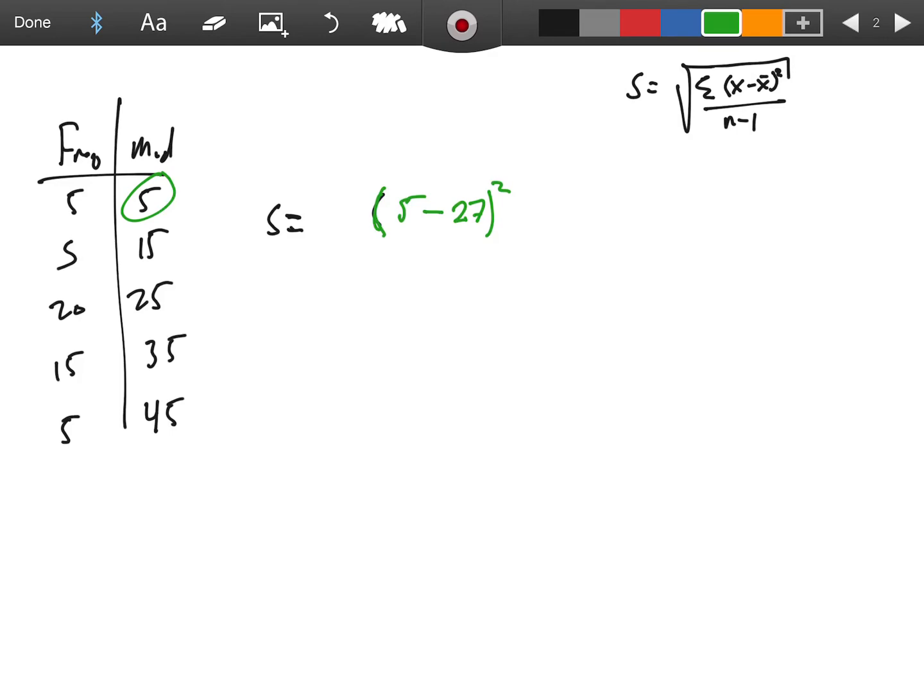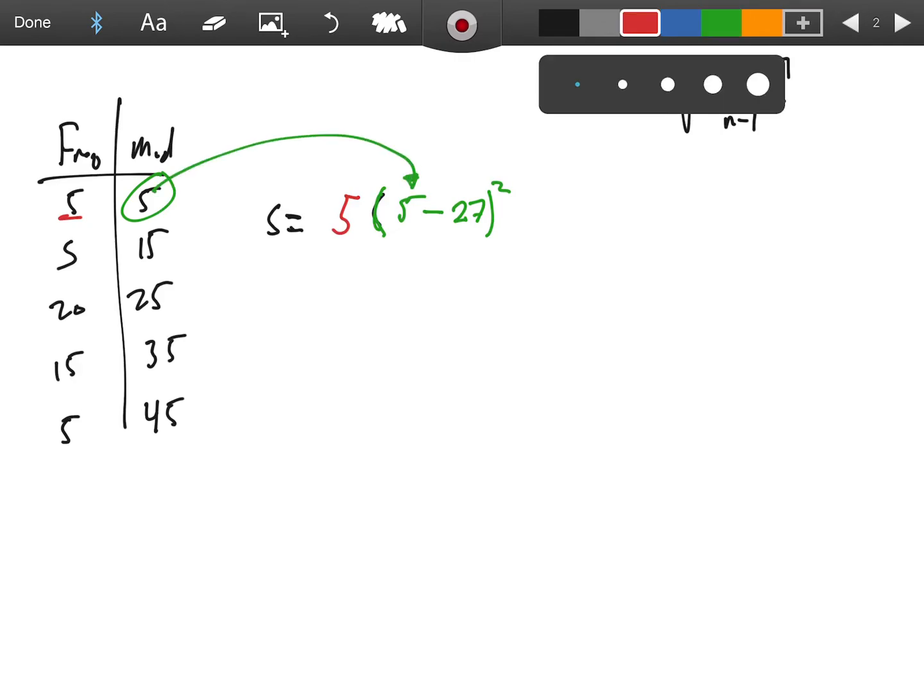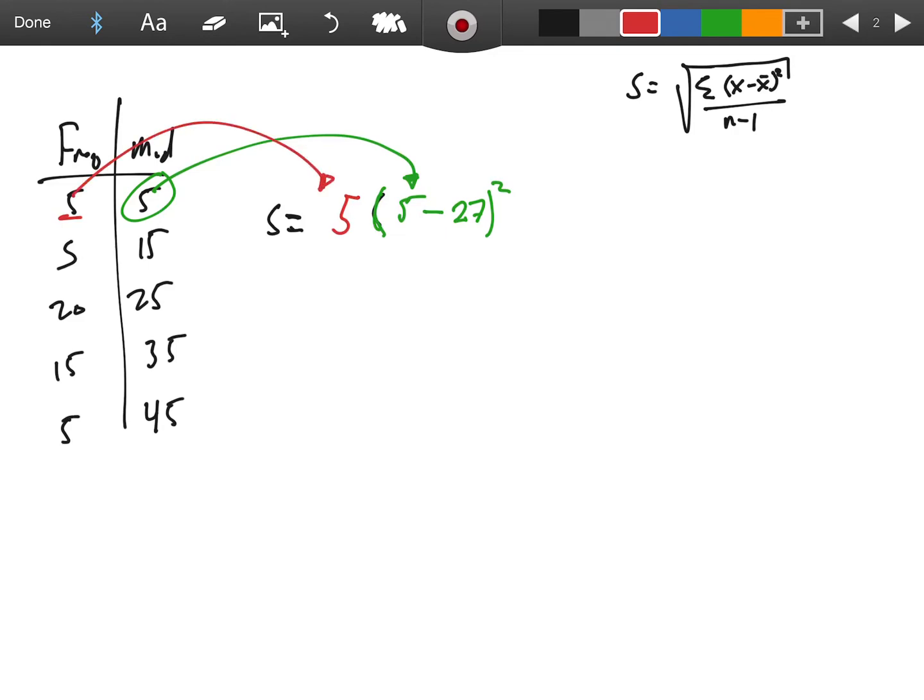I have to have that square because it makes the result of whatever's in there come out positive. Then I ask myself, how many of those things do I have? Well, I have 5 of those things, so whatever that answer is, I'm going to multiply by 5. This is the thing minus the mean, and this is the number of times that thing occurs, so you can see where those numbers are coming from.